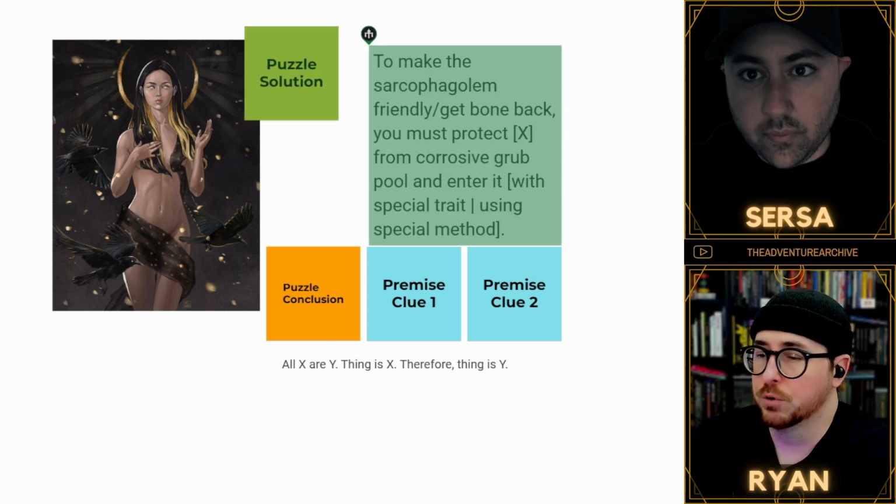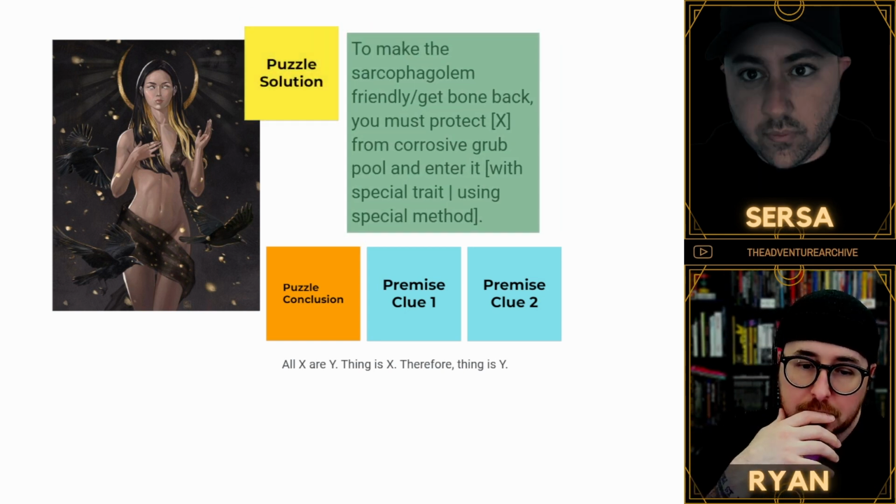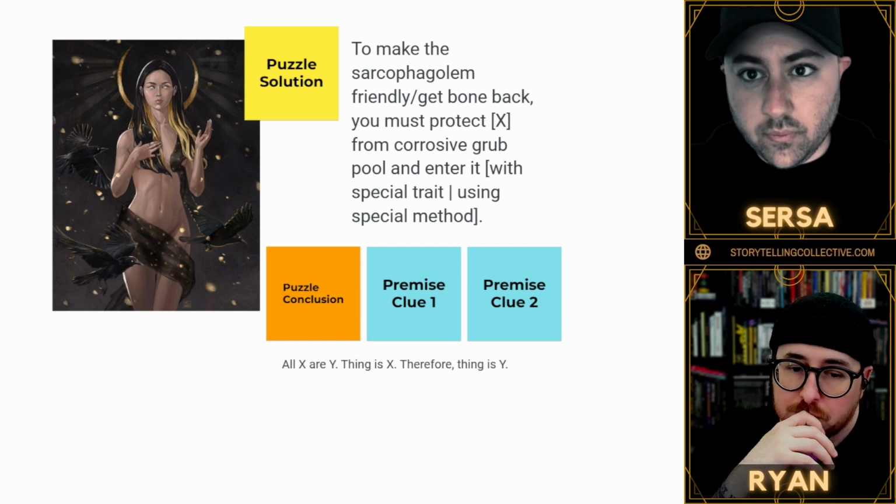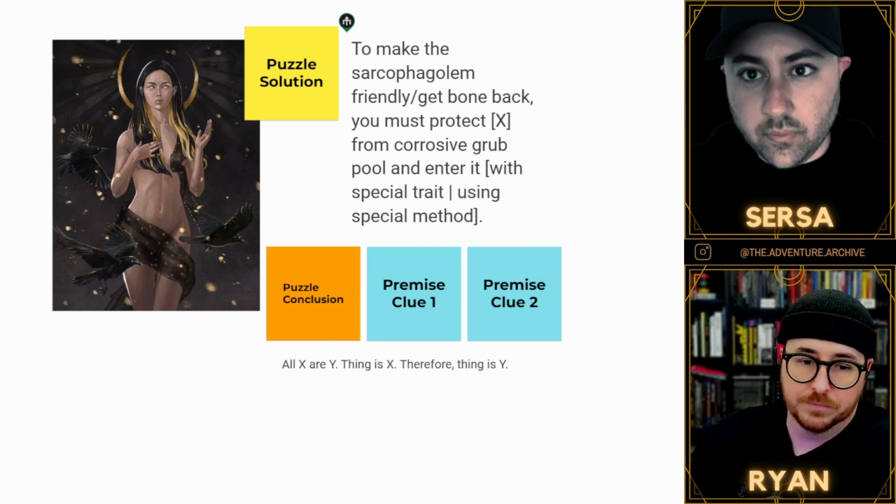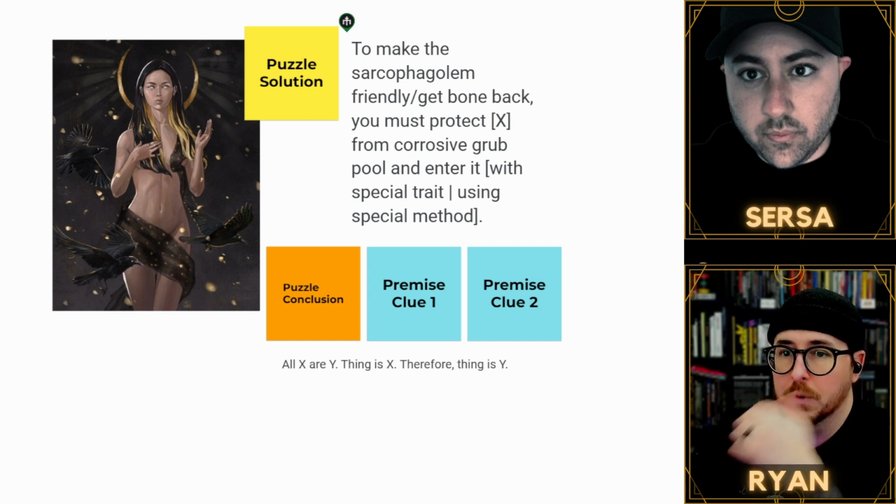I love it, whether it's a room or an item or something like that. That rule: to make the sarcophagus friendly or get the bone back, you must protect, I guess that would be protect themselves, protect self from the corrosive grub pool and enter it.